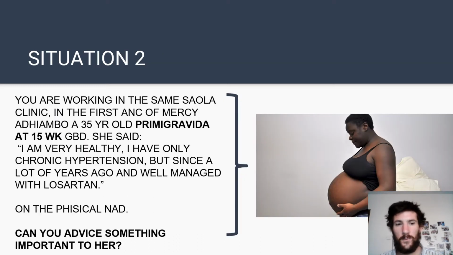Situation 2. You are working in the same Saola clinic at the first ANC visit of Mercy Adiambo, a 35 years old primigravida at 15 weeks gestation validated. She says, I am very healthy. I have only chronic hypertension, but for a lot of years, and well managed with losartan. On the physical examination, nothing abnormal was detected. So the question is, can you advise something important to this woman?